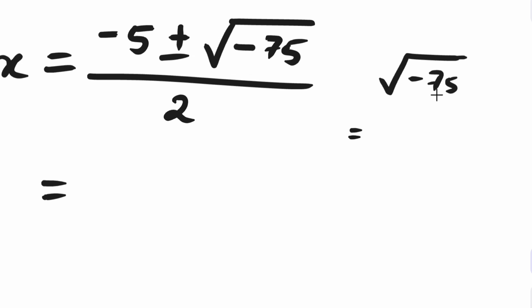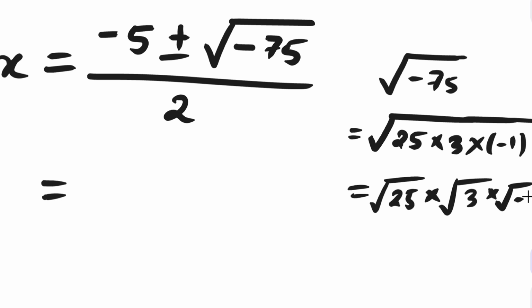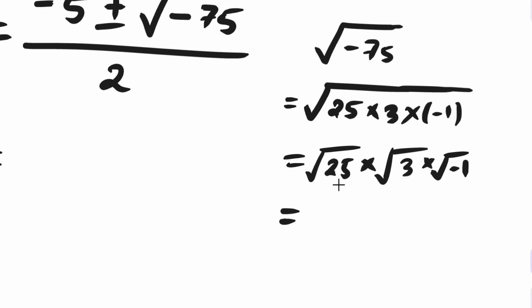The reason we can do this is by breaking negative 75 into factors. We can write it as 25 multiplied by 3 multiplied by negative 1. So the square root of negative 75 becomes the square root of 25 multiplied by the square root of 3 multiplied by the square root of negative 1. The square root of 25 is 5. The square root of negative 1 is defined as the imaginary unit i. So we're left with 5 multiplied by the square root of 3 multiplied by i.